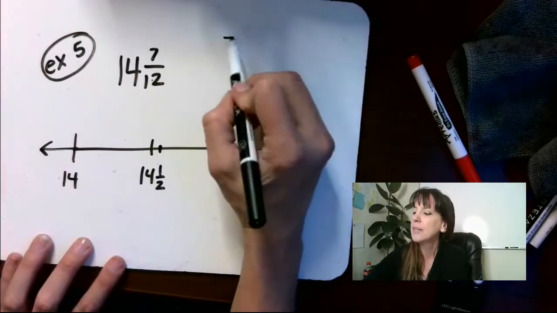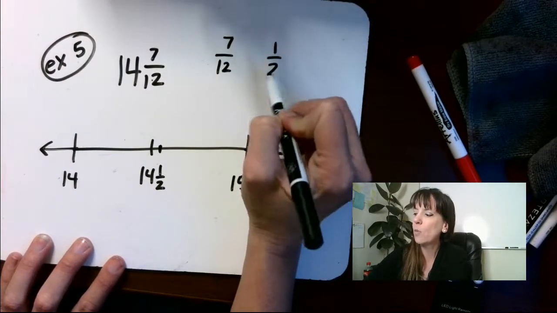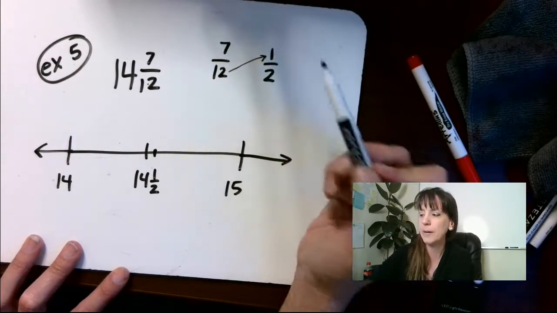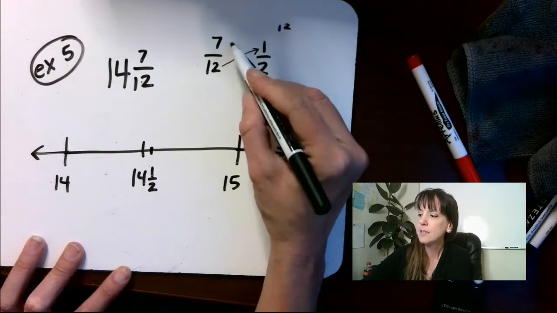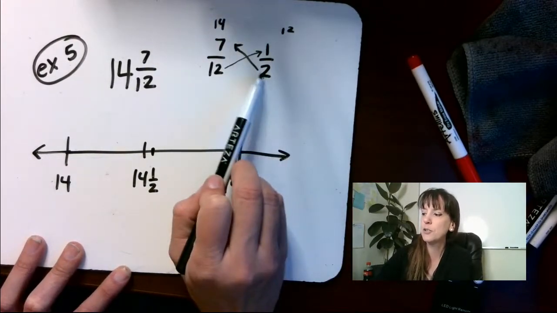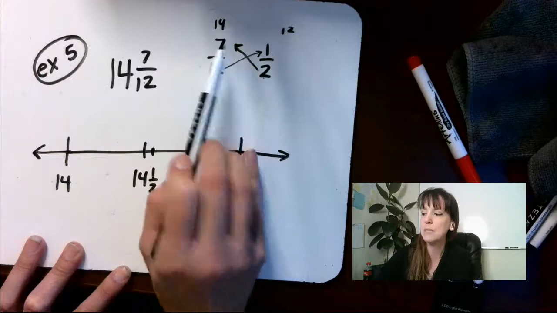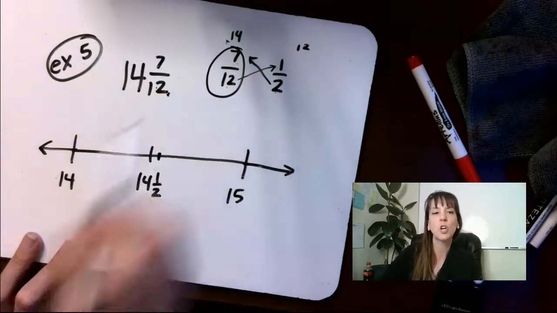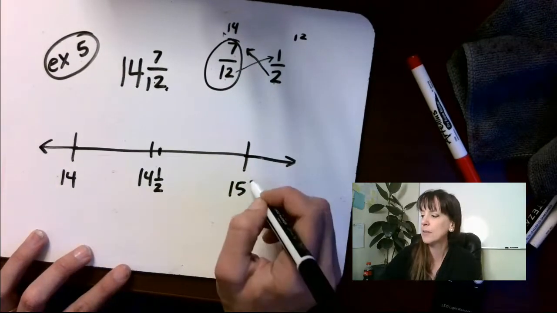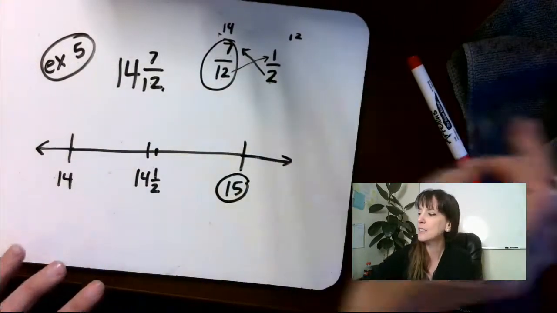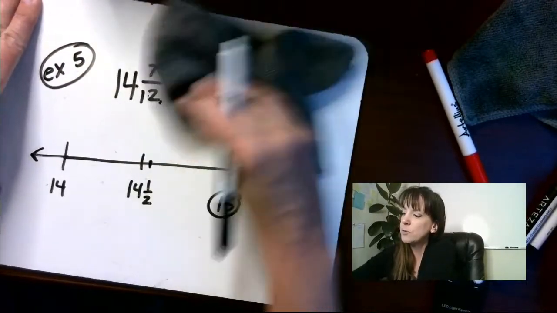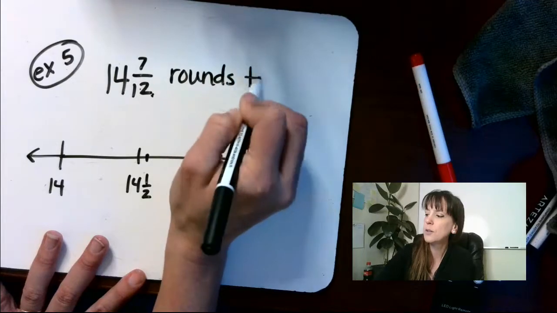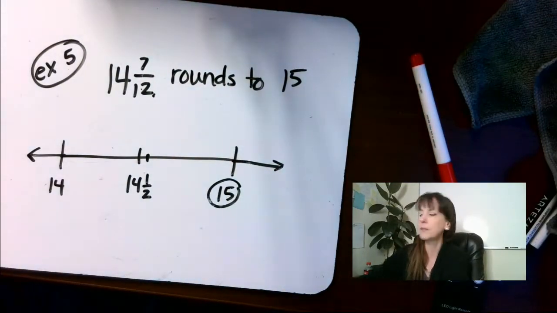Another way to do that, 7/12 and 1/2. Let's compare these fractions. And remember, when we compare them, we make like a rocket ship and shoot up, right? So that's 12. This is 14. I'm multiplying 2 times 7. 12 times 1 gives me 12. 2 times this gives me 14 up here, which means this one is larger. So this is larger than 1/2, which means we're going to round this up to 15. So how you would show your work on that is you would write the problem down, 14 and 7/12 rounds to 15. Excellent.